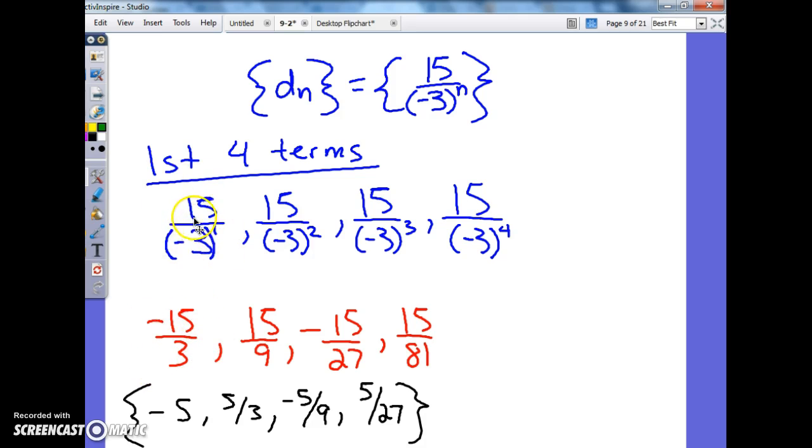This ends up being 15 over negative 3, so this would be a negative number. I plug in a 2 and I get this. I plug in a 3 and get my third term, and a 4 and get my fourth term. So here's my first 4 terms.